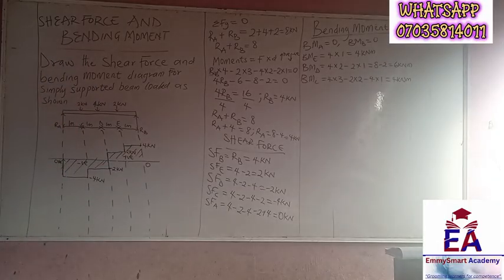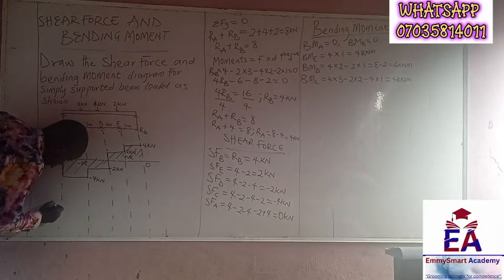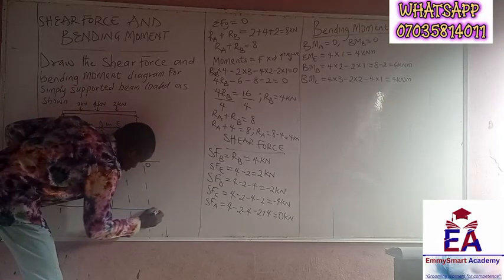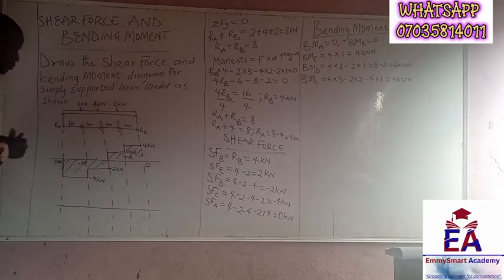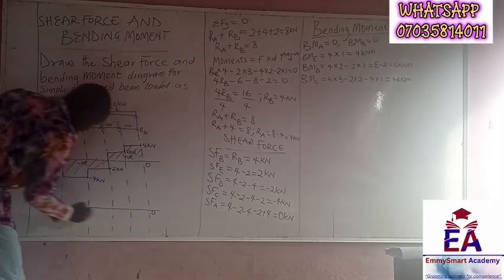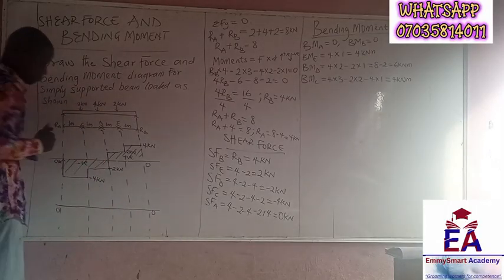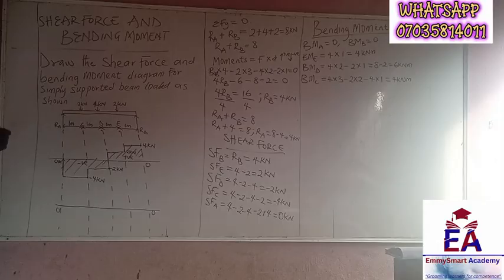Okay, so that's the shear force diagram. The next thing to draw is the bending moment. How do I draw the bending moment diagram? So I'll draw this, and then there's 0 here, up is positive, and downward is negative.